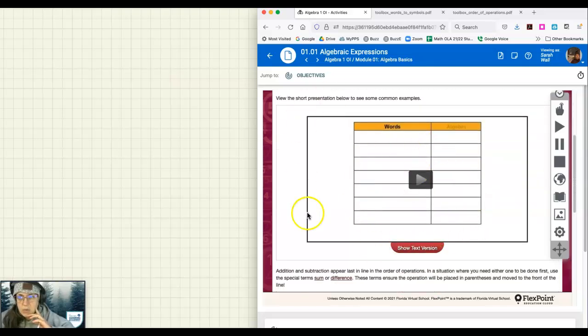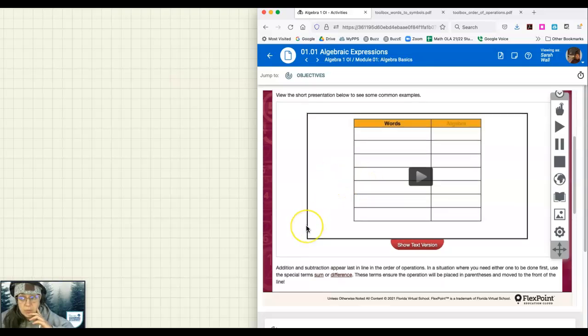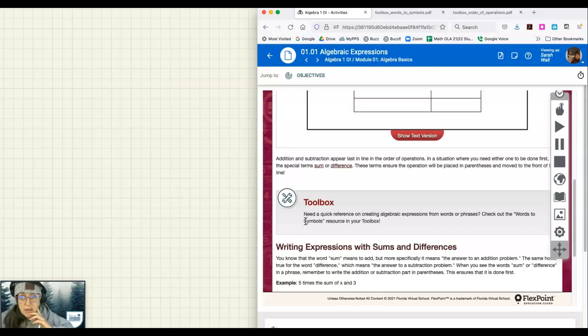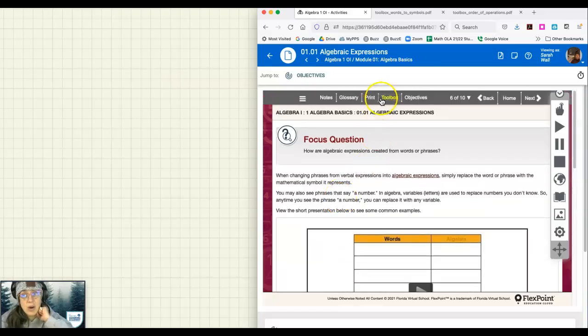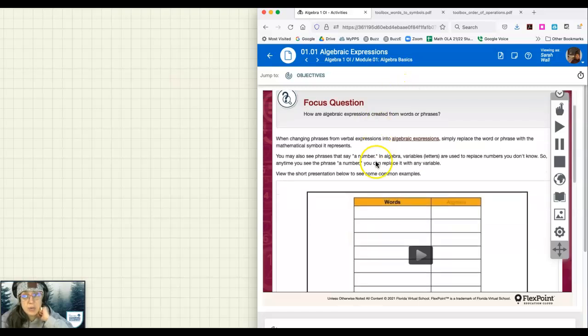I'm not going to do this video, but my assumption is that it goes through all of those words that we were just talking about. Look at it, it even gives you the toolbox, need a quick reference. So if you were reading through this, it would be a really important key. When you see this, now you know where to go to find the paper that is in relationship to the toolbox, right?